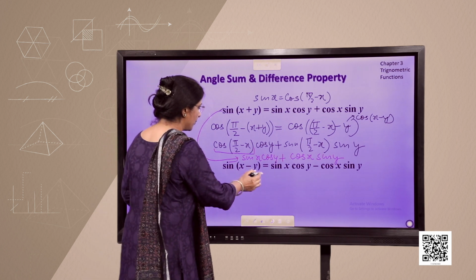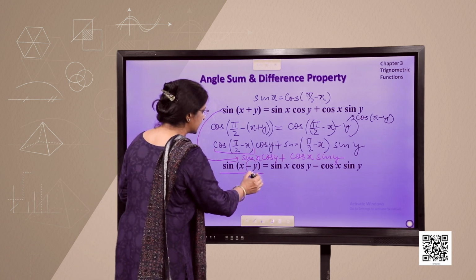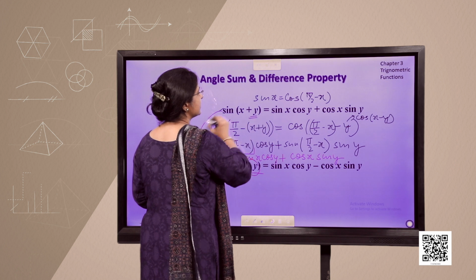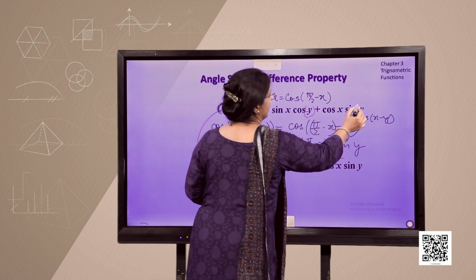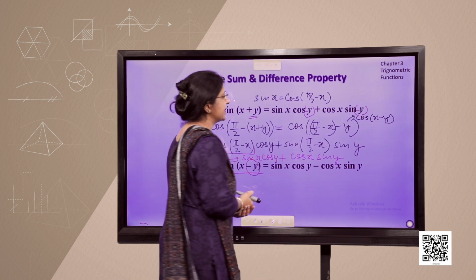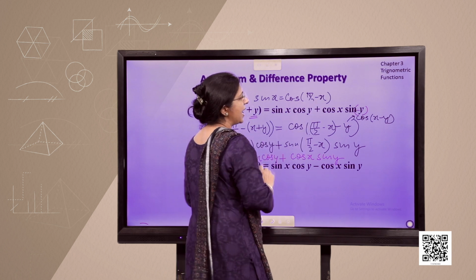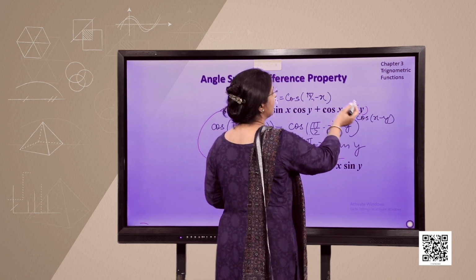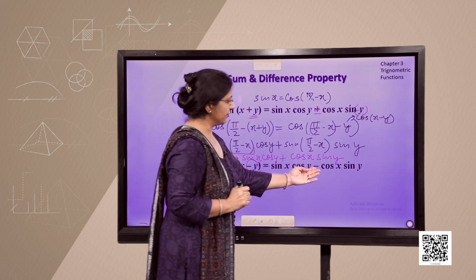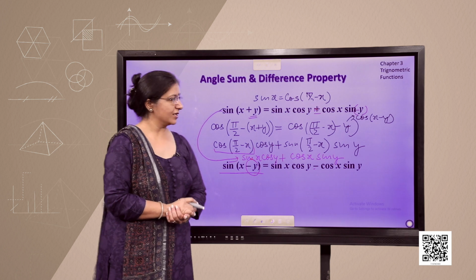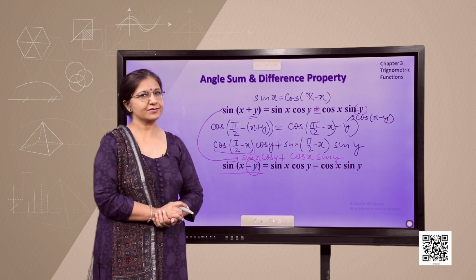Similarly, we can prove it for the difference of two angles just by replacing y with minus y. When we replace y with minus y here, what change do we get? Cos of minus y will remain cos y only, and sin of minus y will become negative, so this sign will change to minus and we will get this identity. So, here is a proof for sin of x plus y and sin of x minus y.